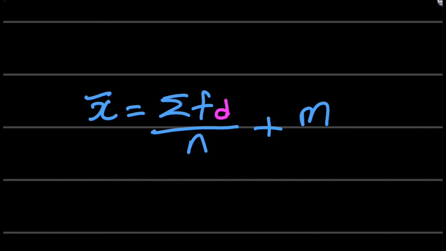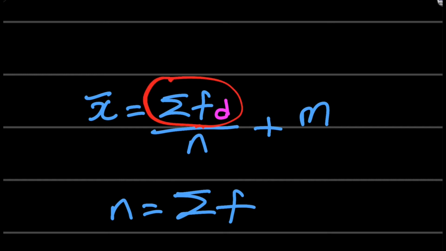Divide by n, and recall that n simply means summation f. N is the same thing as the sum of your frequency. F means frequency, so n means you are adding up all your frequencies, in other words, the total frequency. After dividing your fd by your n, you add it to m. What is m? M is a value we call an assumed mean. When we go to the example, you will see what an assumed mean is.